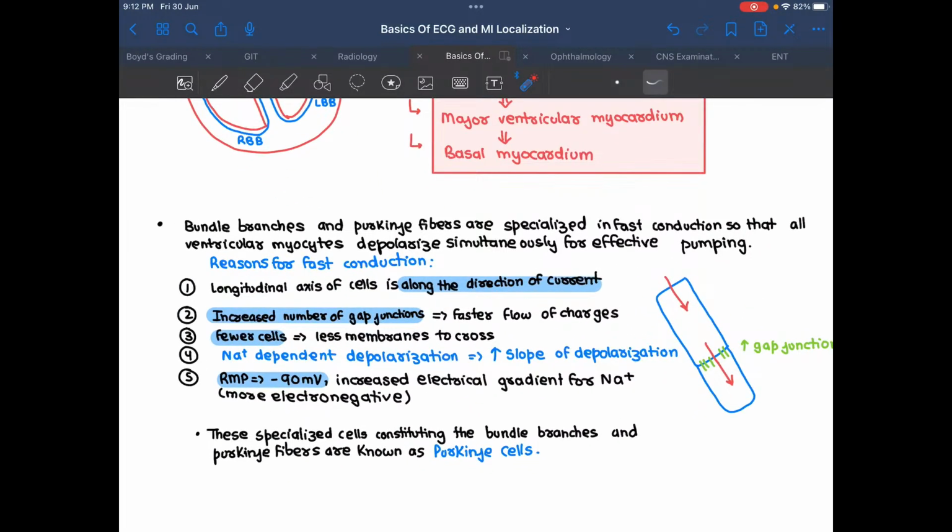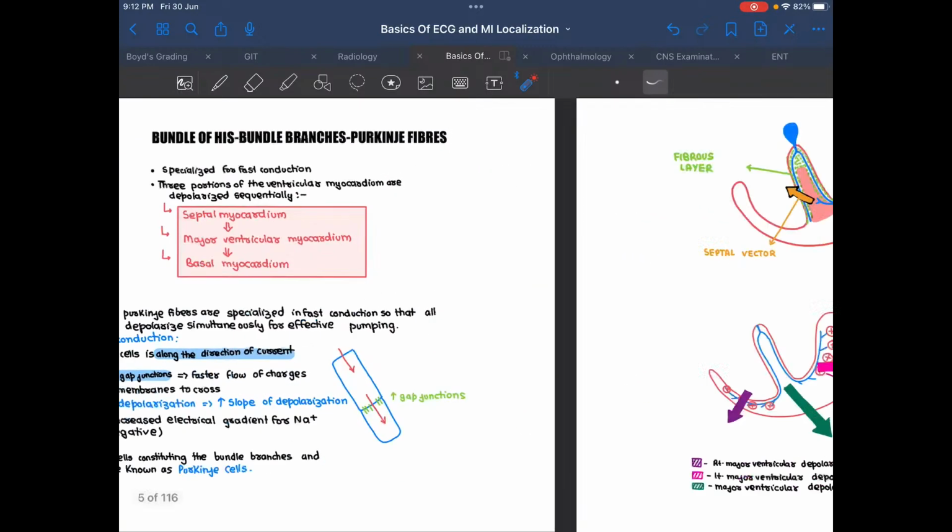We can apply the exact opposite rules that we studied in the AV node. What are they? First thing, longitudinal axis of these cells. So the longitudinal axis is parallel to the direction of the current. So what would that mean? As you see, the amount of membrane is considerably less as we studied in the AV node, right? So there is going to be less resistance that we encounter over here. The second reason being there is a high abundance of gap junctions present, so it is very specialized for fast conduction. So there's going to be fast conduction in these cells, and the fastest conduction that you see is in the Purkinje cells. All right.